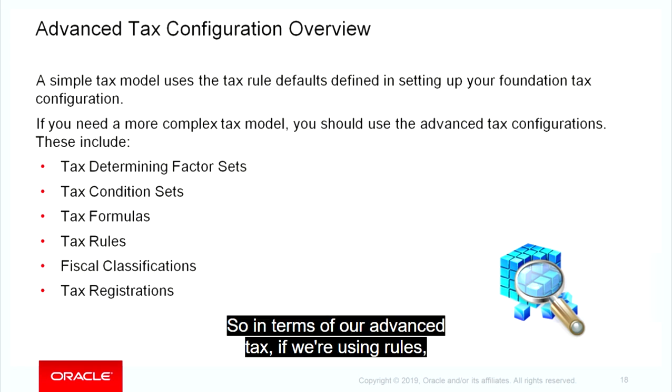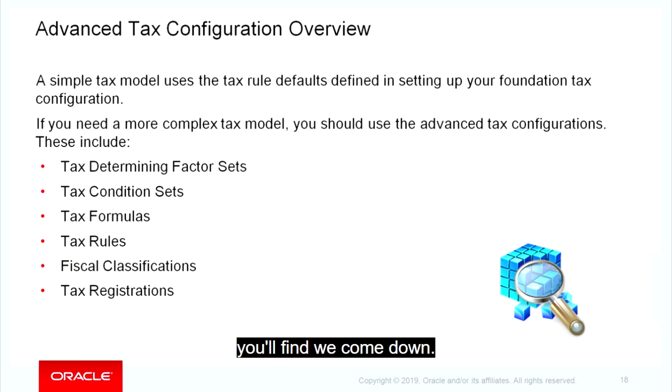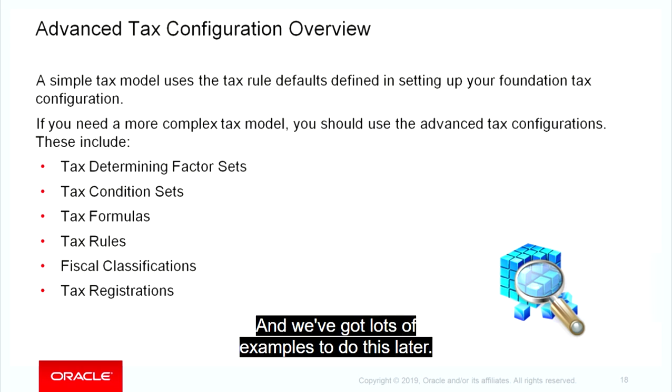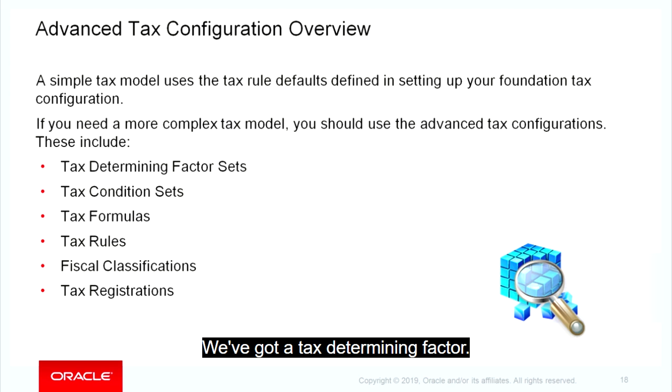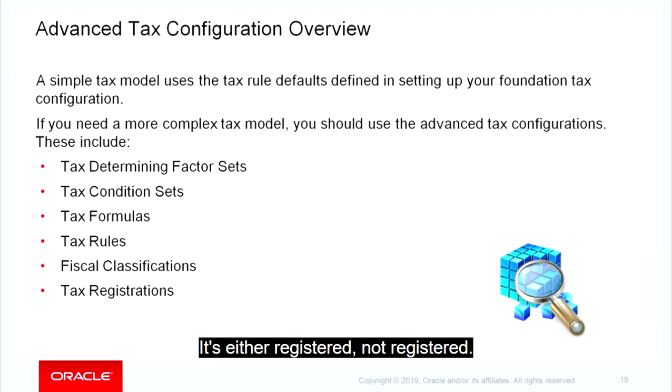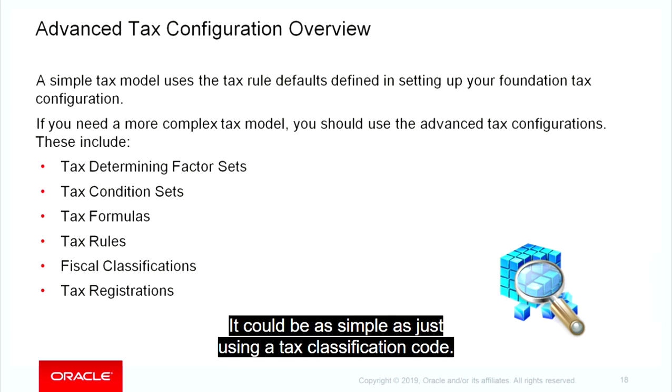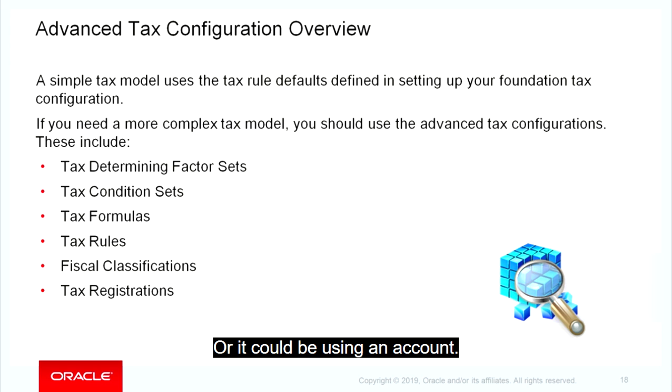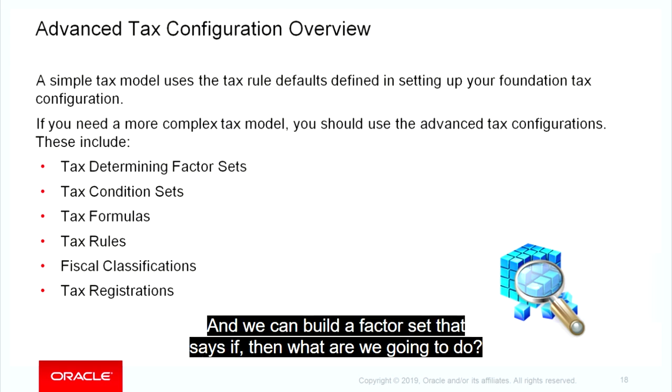So in terms of our advanced tax, if we're using rules, we've got lots of examples to do this later. We've got a tax determining factor, and that could be a simple one such as a registration status, either registered or not registered. It could be as simple as using a tax classification code, or it could be using an account, and we can build a factor set that says if. Then what are we going to do?